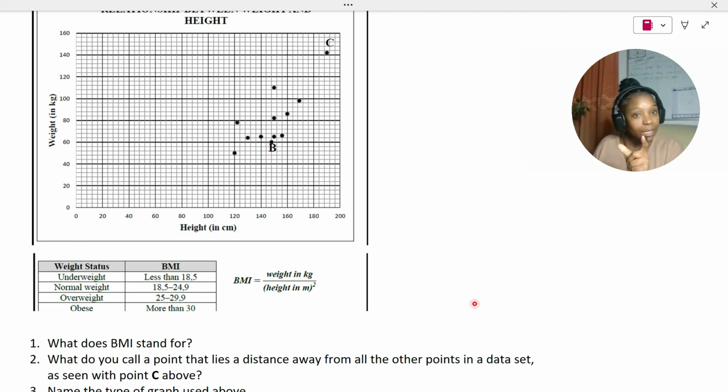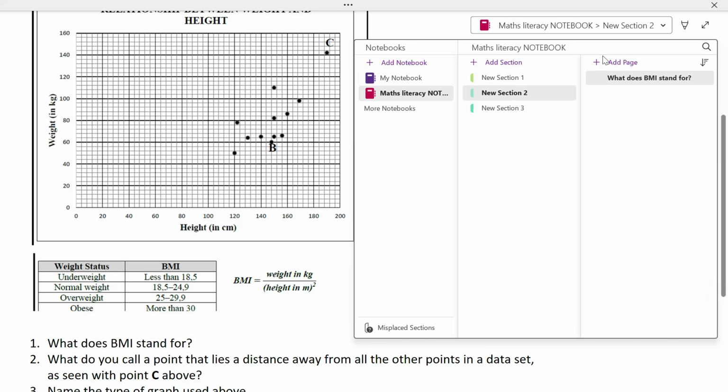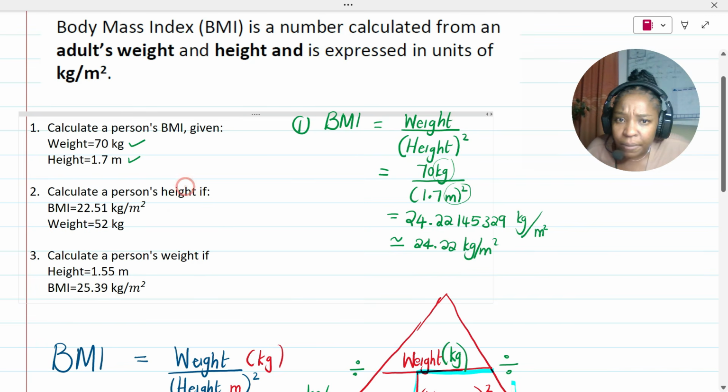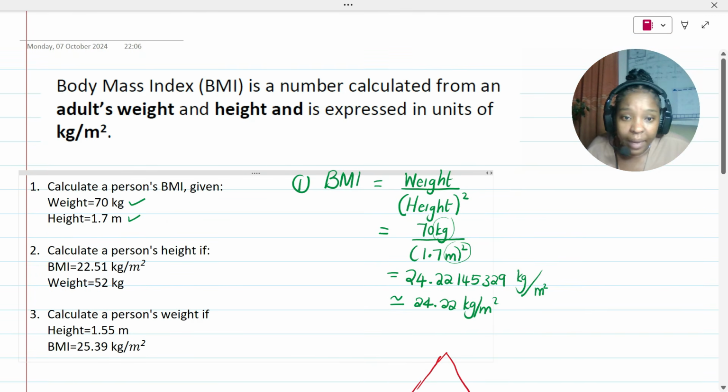So now we see, okay, we are connecting to what we've done in the previous lesson, where we were just calculating BMI and things like that, right? But maybe we can link to that a bit. Let's go back to this lesson. Let's look at this person's BMI. We found that their BMI is 24.22 kilograms per meter squared.